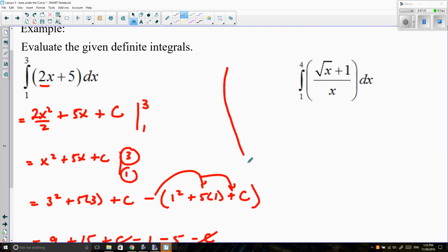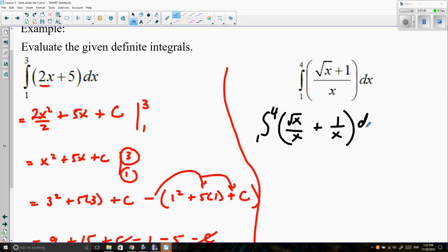So I'm going to try one more right here. From 1 to 4, evaluate the integral of square root of x minus 1 over x with respect to x. Okay, so first thing I'm going to do is simplify. I'm not going to integrate yet. I'm going to simplify this function right here. So this is the same thing as root x over x plus 1 over x. Of course, we're integrating with respect to x here. And I'm going to go ahead and simplify this. So I'm not going to evaluate just yet. I'm almost there. Got one more step.